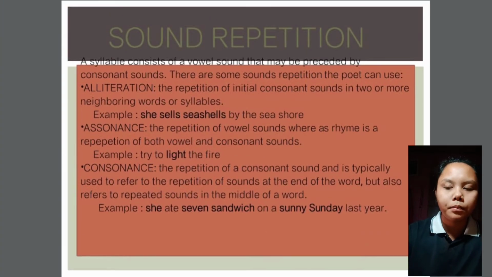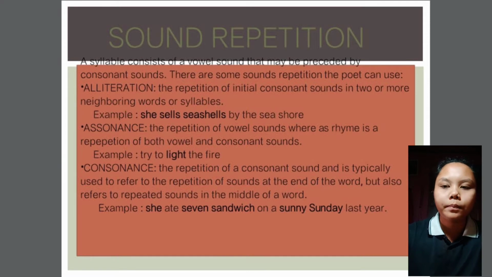Next, sound repetition. A syllable consists of a vowel sound that may be preceded by a consonant sound. There are some sound repetitions the poet can use. For the first, alliteration. Alliteration is the repetition of initial consonant sounds in two or more neighboring words or syllables.